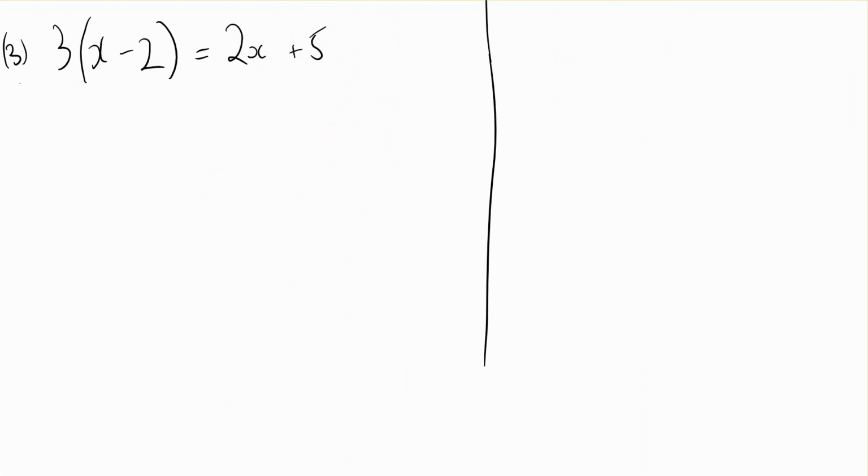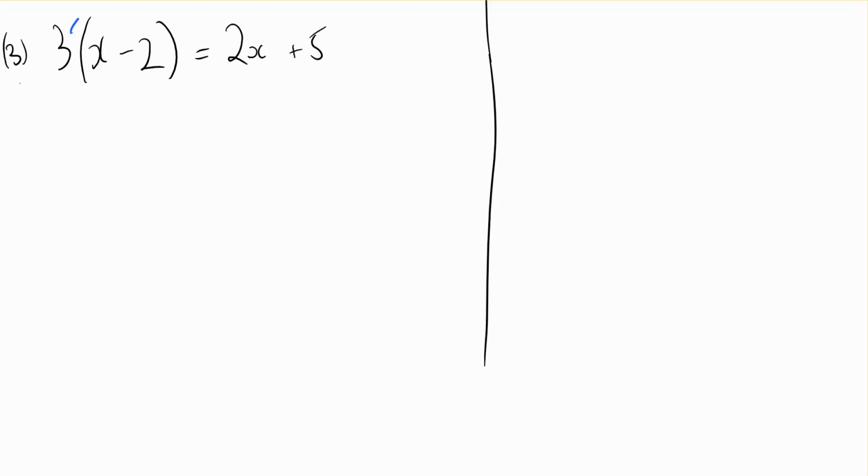Here we've got 3 in brackets, x minus 2 equals 2x plus 5. Just because there's brackets here, don't worry, we have to do just one little extra step. And what is that step? That's right, we need to expand. Expanding will get rid of those brackets.